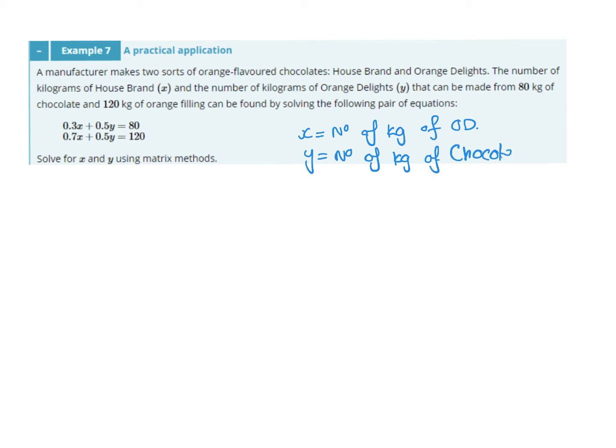Okay, so, oh no, was that the other way round? This was House Brand. Number of kilos of House Brand and number of kilos of Orange Delight, okay?